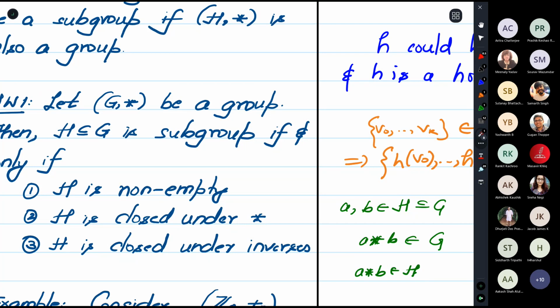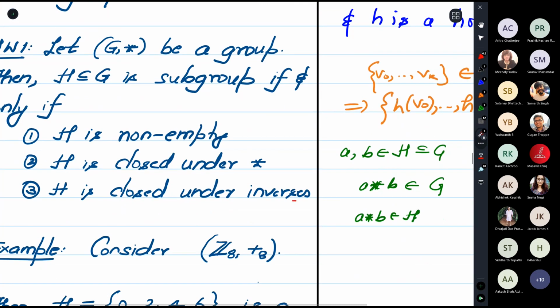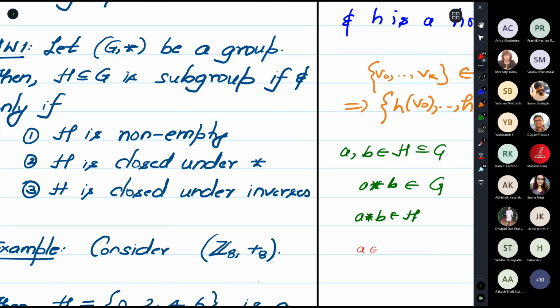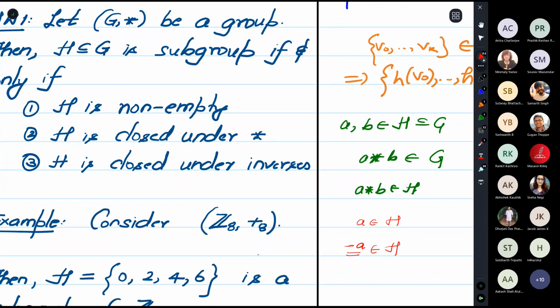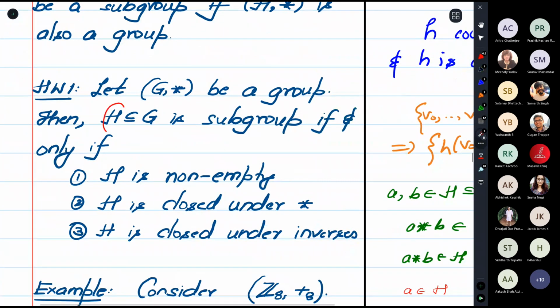And the last is that H should be closed under inverses, which means that whenever an element A lies in H, we necessarily require that its inverse also lies in H. If you are talking about addition, the inverse will be represented in this way. If the operation is multiplicative in nature, then we will say that A inverse should also lie in H. So that's what these three conditions mean. The claim is that one quick way to verify whether H is a subgroup or not is that H be non-empty, H be closed under this operation, and H be closed under inverses. If H satisfies all these three conditions, then indeed H is a group in itself, and hence one can think of H as a subgroup.